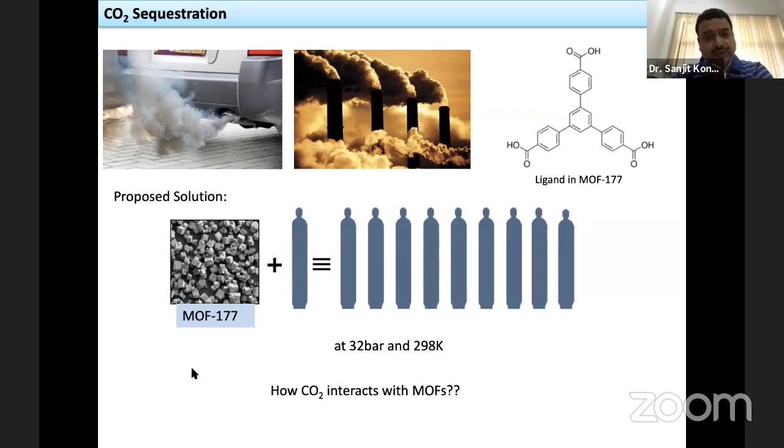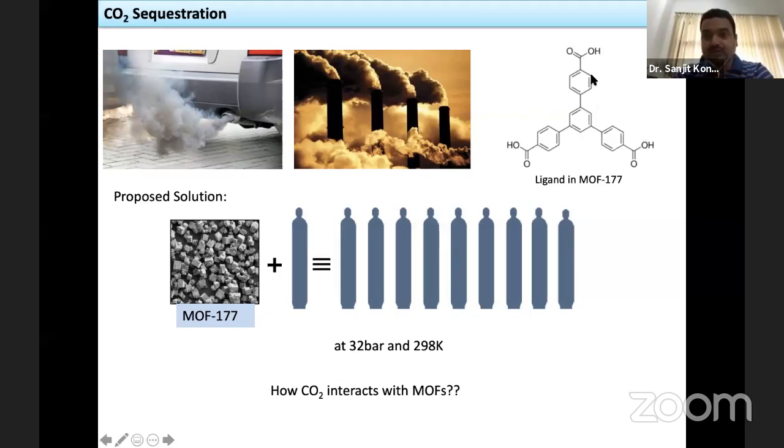Now think about MOF 177. I think in the last slide, the first example I mentioned was MOF 177. You know that it is made of zinc and a particular tricarboxylic acid. Okay, here it is.